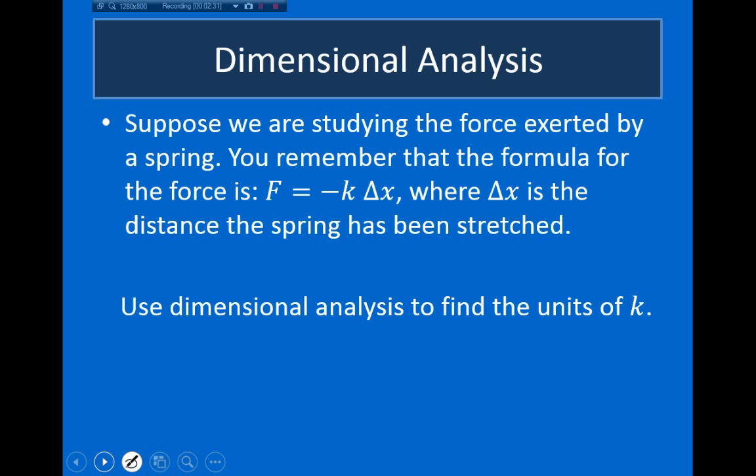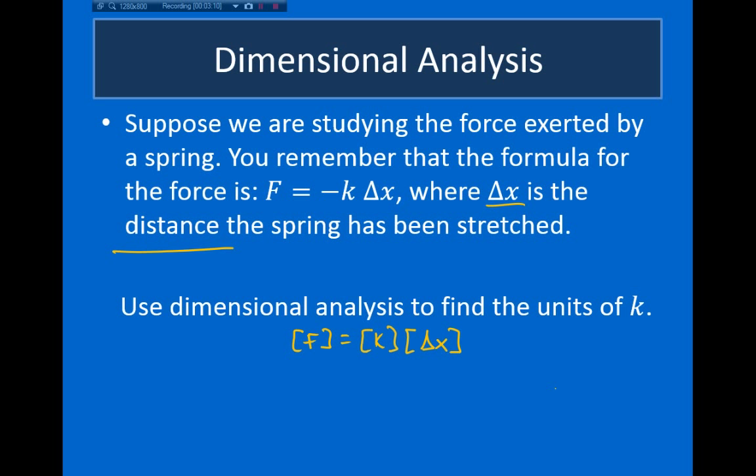In the next example, it says, suppose we're studying the force exerted by a spring. You remember that the force is given by this formula, where delta x is the distance that the spring has been stretched. Use dimensional analysis to find the units of k. So delta x is the distance a spring is stretched, so we know that the units of delta x are going to be meters. Once again, we can do the exact same thing we did last time. The units of force equal the units of k times the units of delta x.